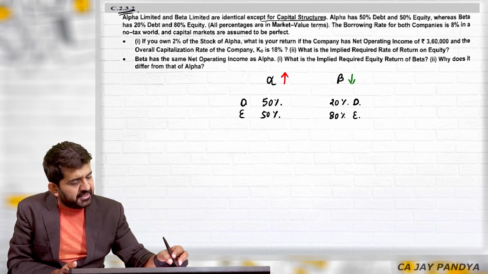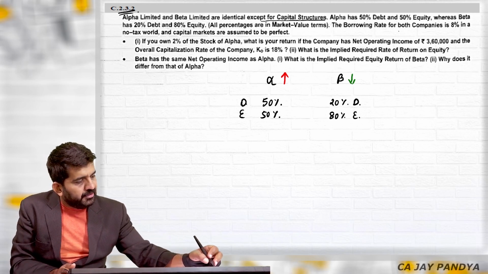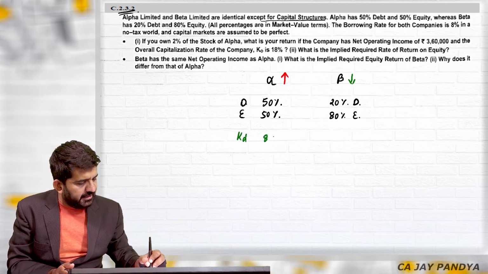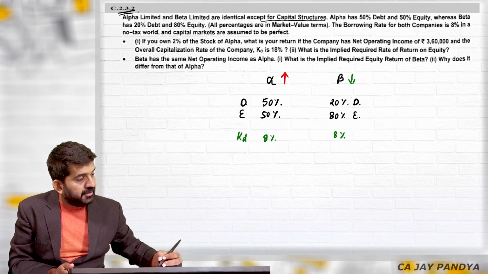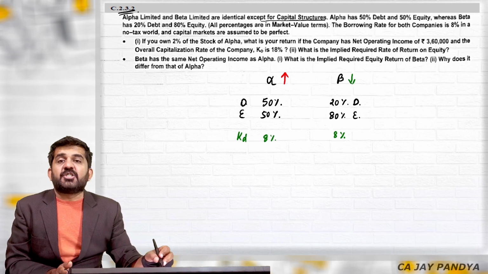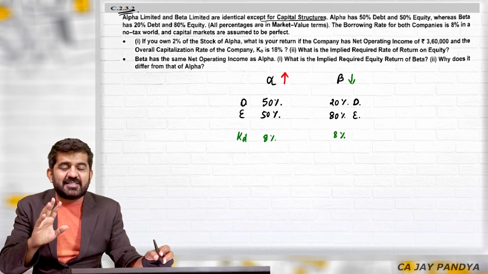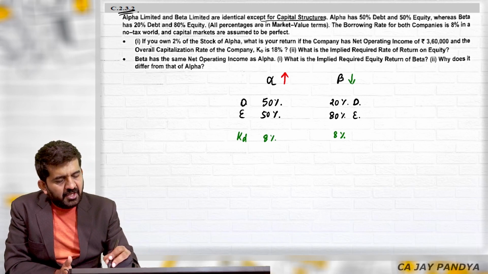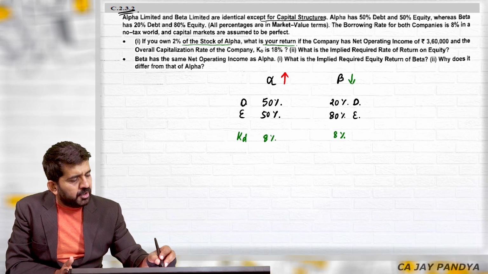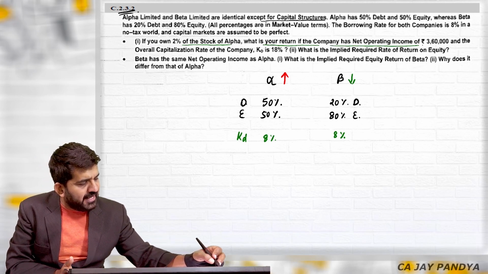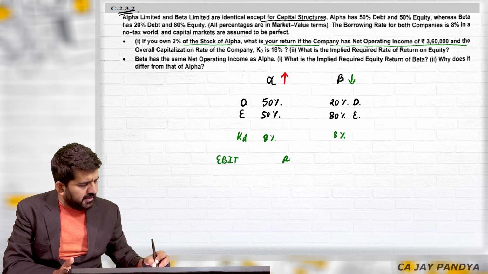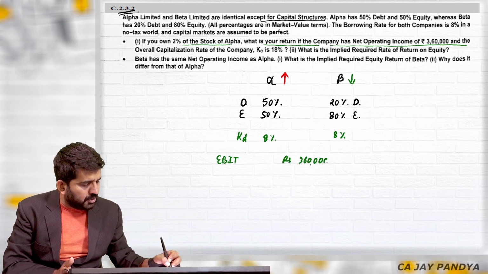All the percentages are in market value terms. The borrowing rate for both the companies is 8%, so KD is 8%, 8%, in a no-tax world, and the capital markets are assumed to be perfect. They are suggesting you are following Modigliani-Miller. If you own 2% of the stock of Alpha Limited, what is your return if the company has a net operating income of 3,60,000? So EBIT is rupees 3,60,000 for both.